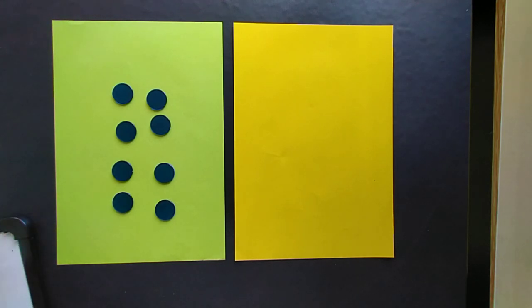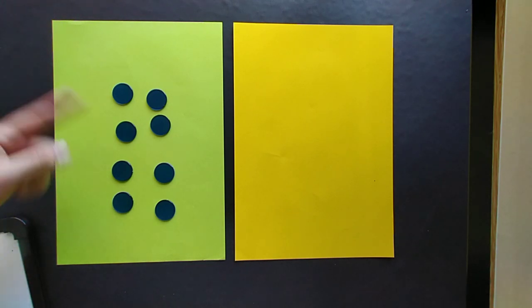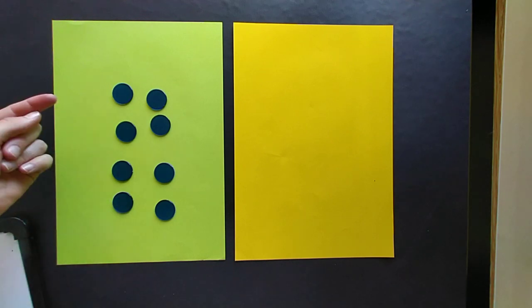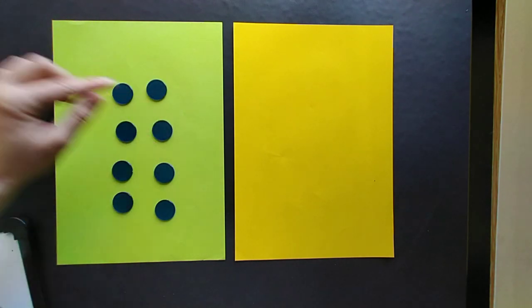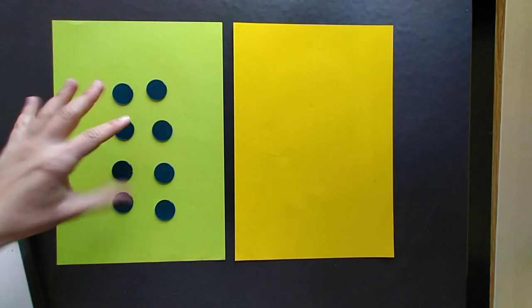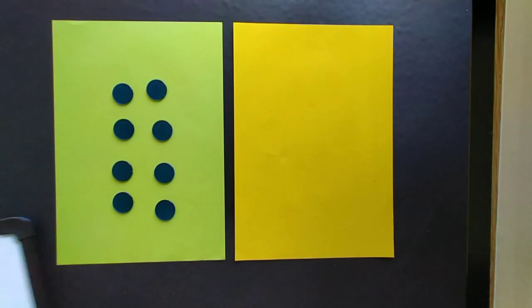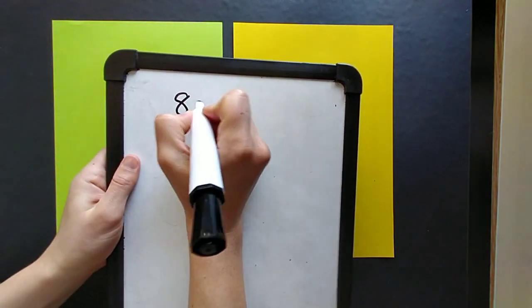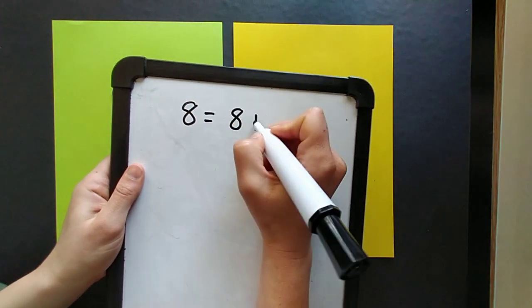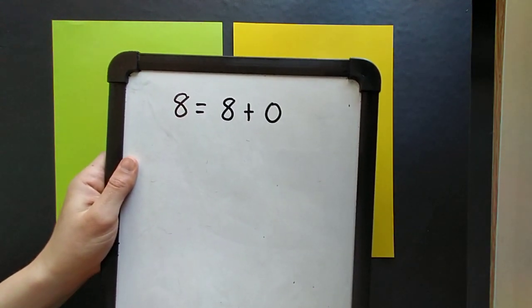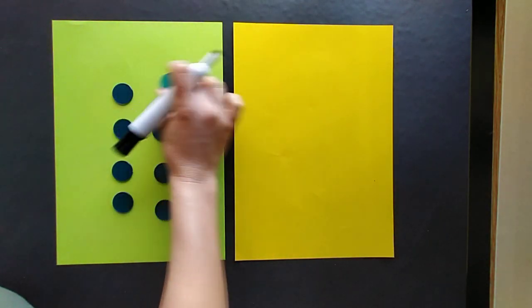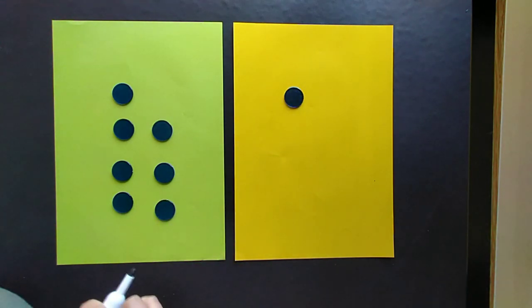Did you know that numbers are made up of smaller parts or smaller numbers inside them? So here we'll look at 8. 8 can be made just as 8 and 0. 8 equals 8 plus 0. It could also be made like this. 7 plus 1.